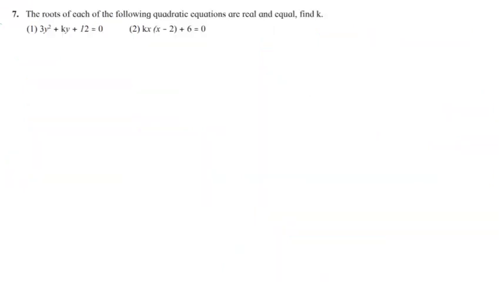Now see the last example of practice 2.5. The roots of each of the following quadratic equation are real and equal. See, this important condition is given. You have to find k. Okay. Now see the first example. 3y square plus ky plus 12 equal to 0. In this example, one important condition is given. Which one? Roots are real and equal. Okay. Before that, first we compare this equation with general form.